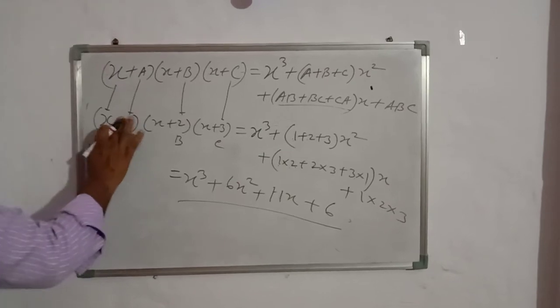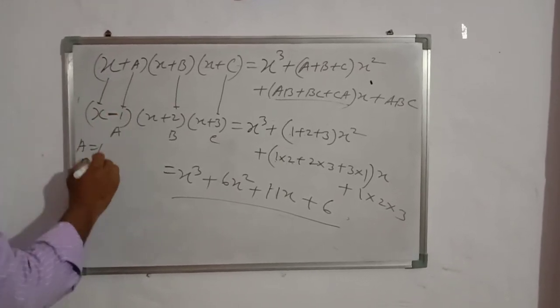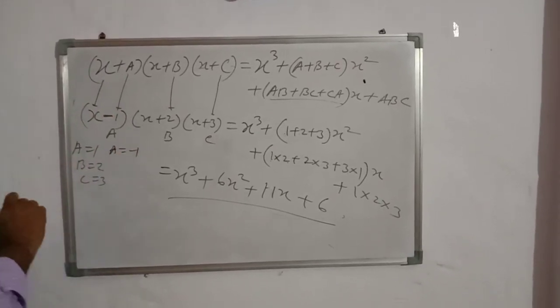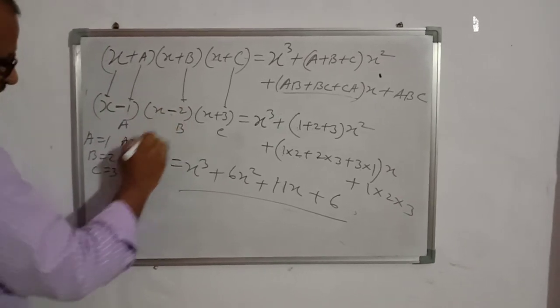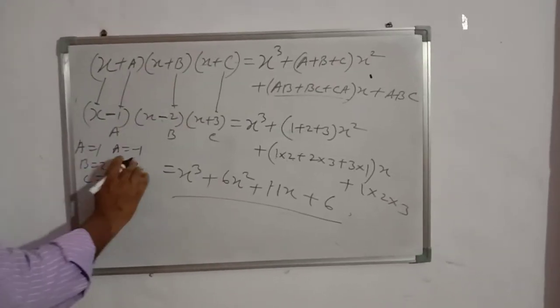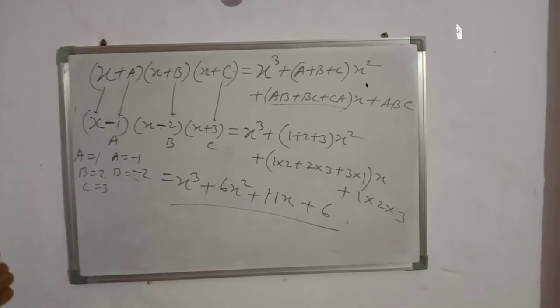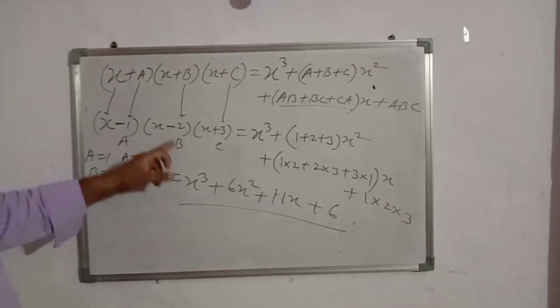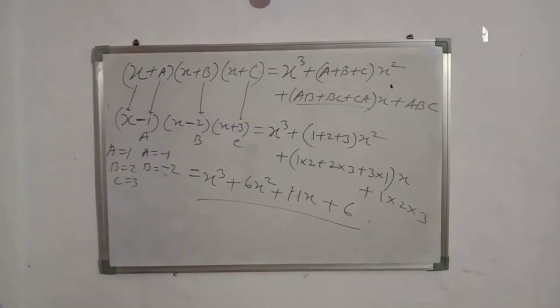Suppose here minus 1 is there, then we will take A equal to minus 1. B is minus 2 here, then B is equal to minus 2. So the values of A, B, C we have to take with sign and put on the right side.